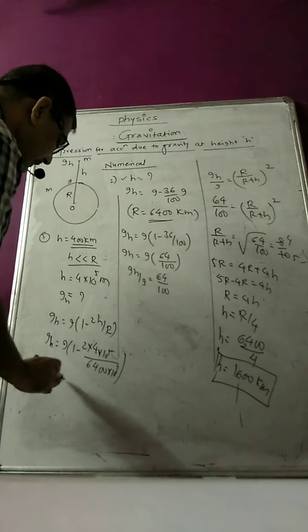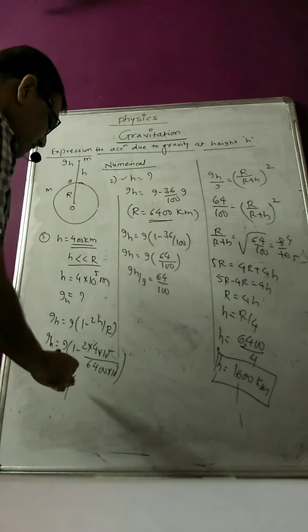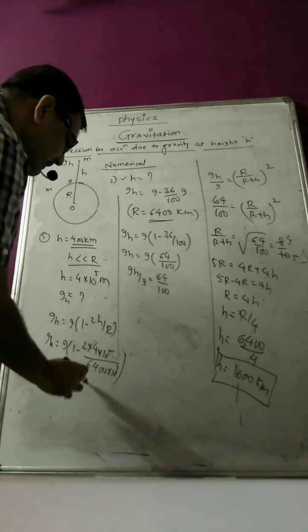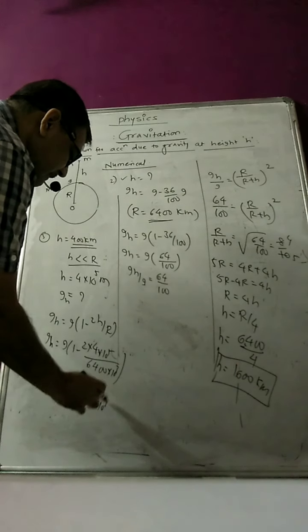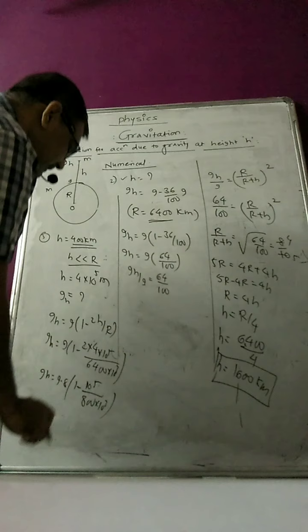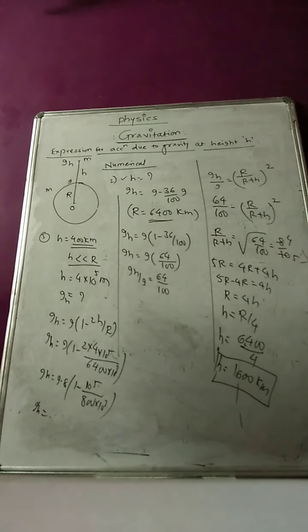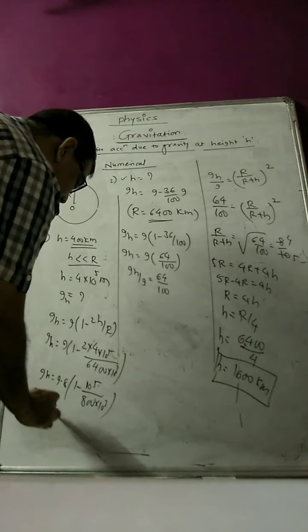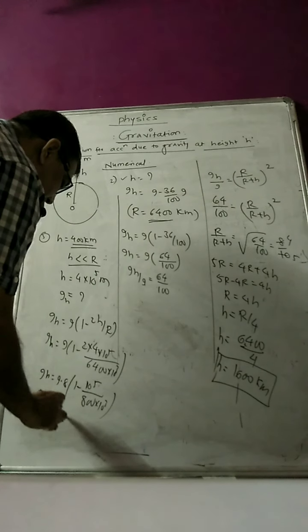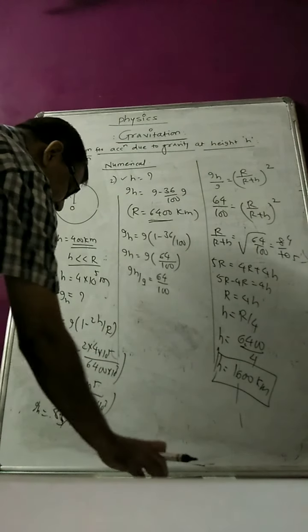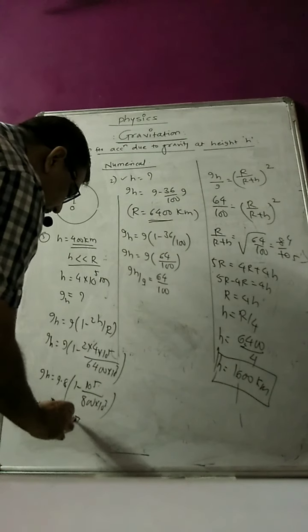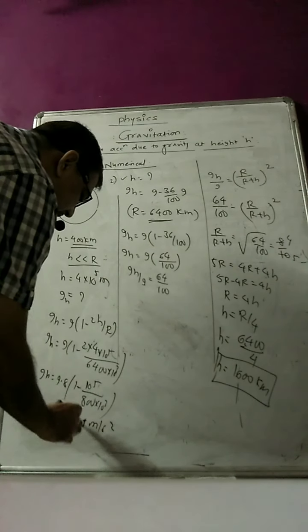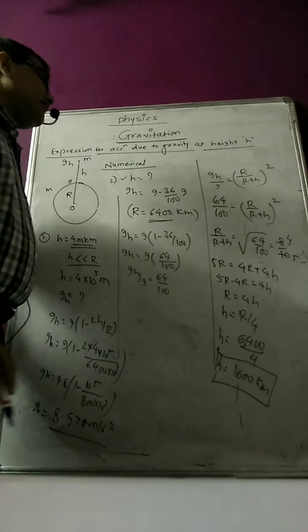GH is equal to 9.8, and if we solve this, 1 minus 4 by 8, that is 10⁵ and 8 8 64 into 10⁵, then your answer will be: acceleration due to gravity is equal to 8.575 meter per second square. So that will be the acceleration due to gravity.